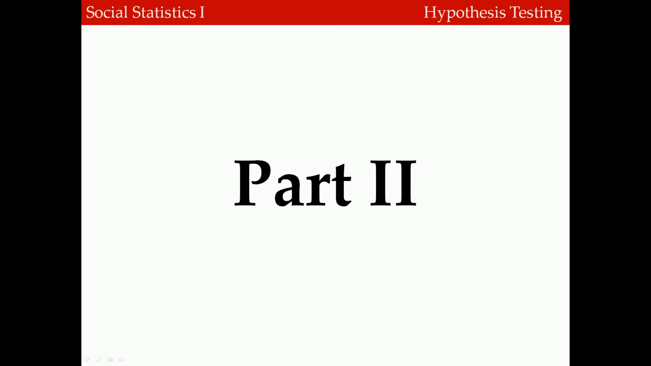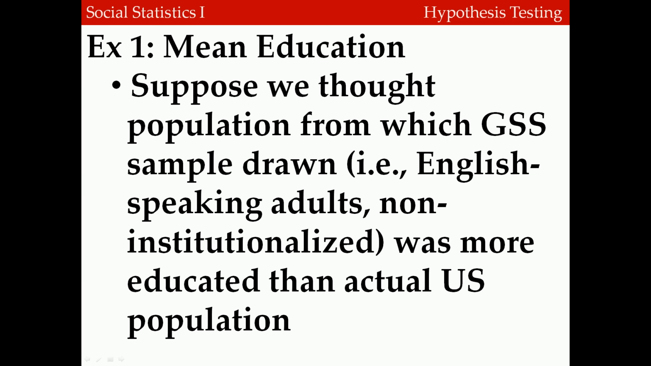Now that we've discussed the intuition behind hypothesis testing, let's look at some examples in part 2 of this lecture. We'll look at two examples. The first looks at the difference in mean education between the population from which the General Social Survey is drawn and the entire U.S. adult population.